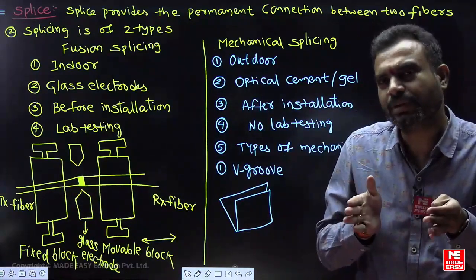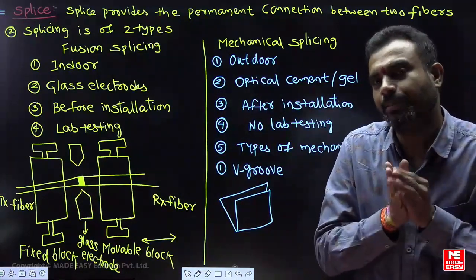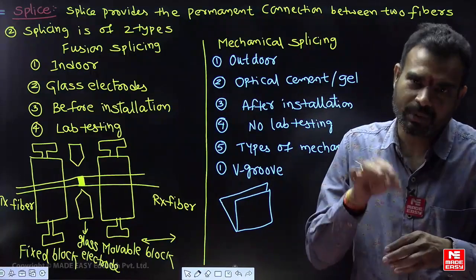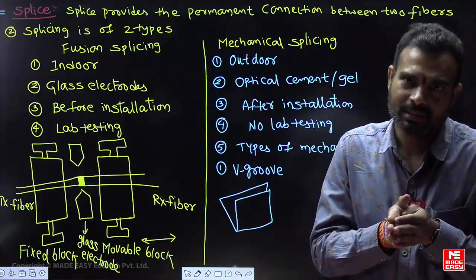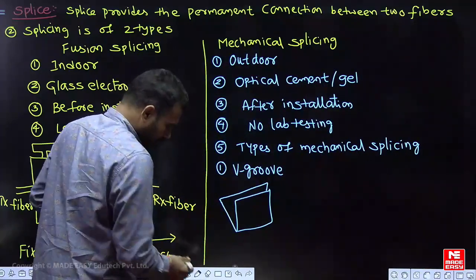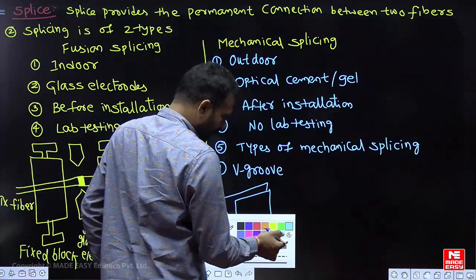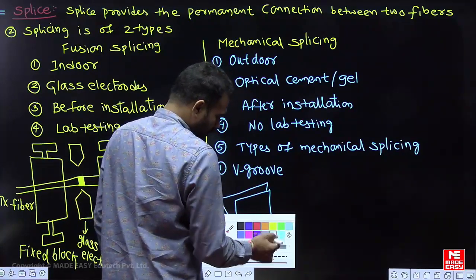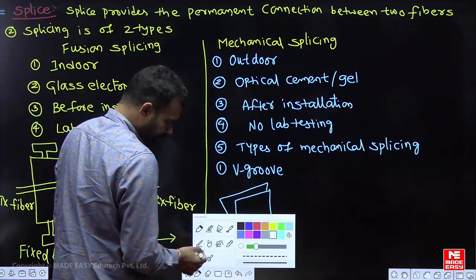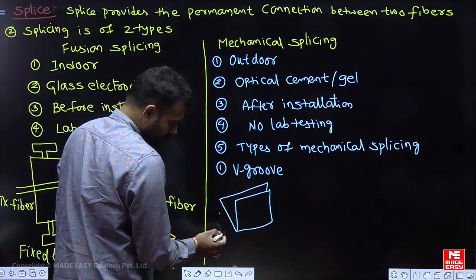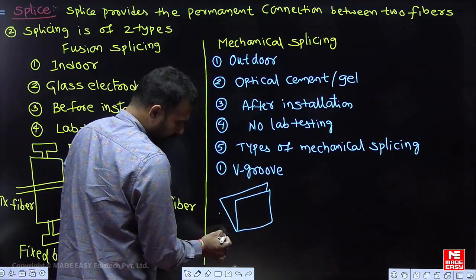So here the V-groove acts as a base, to place your optical cement or gel perfectly on the axis. See here. To understand this, I am explaining with a diagram. Dear students, concentrate. Writing here: transmission fiber.